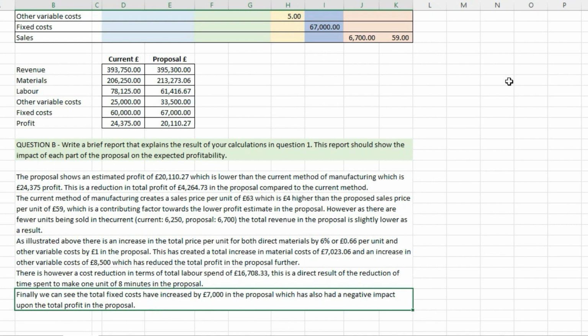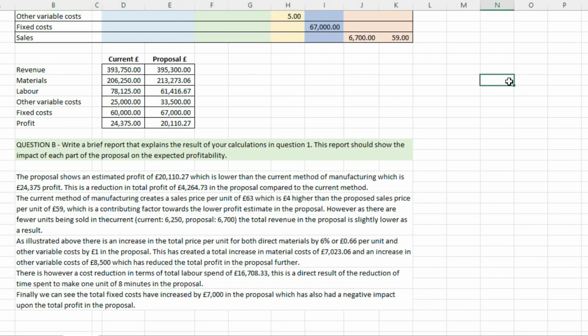And then finally we can look at fixed costs. We can clearly see that there's been an increase of £7,000 of fixed costs in the proposal, and the impact of that is that it has negatively impacted the total profit in the proposal. So there you have it, that would be my ideal answer.